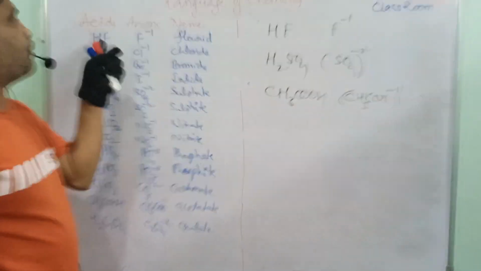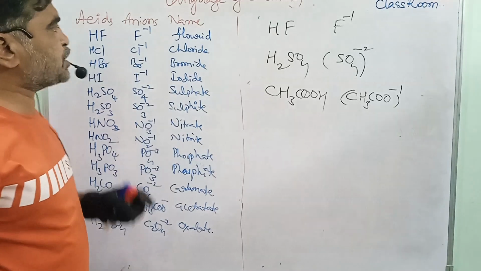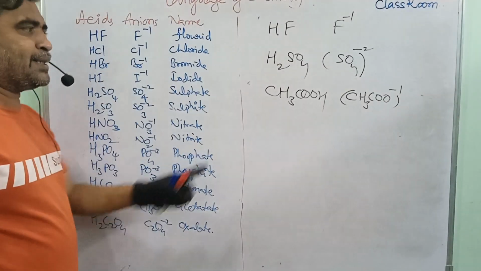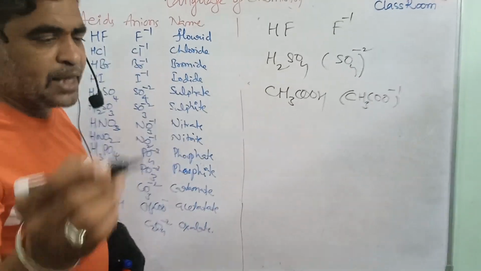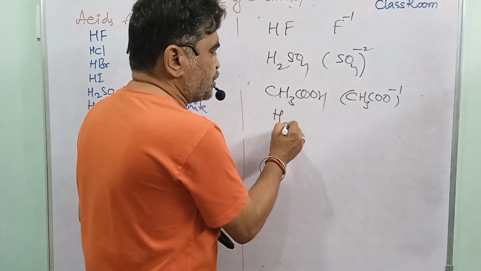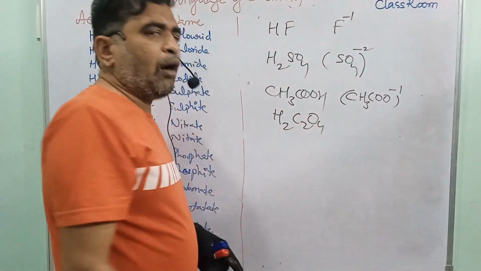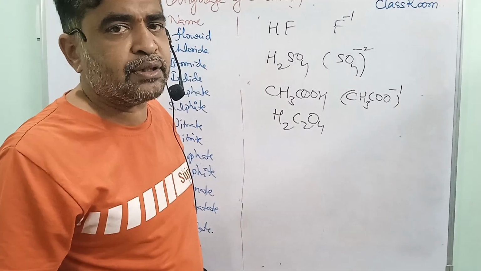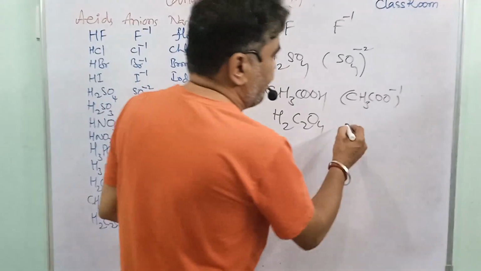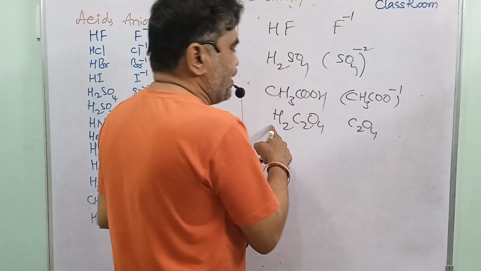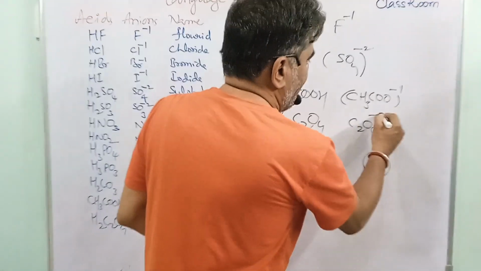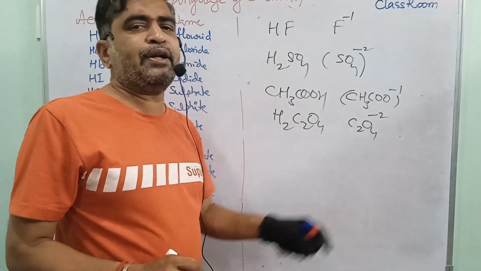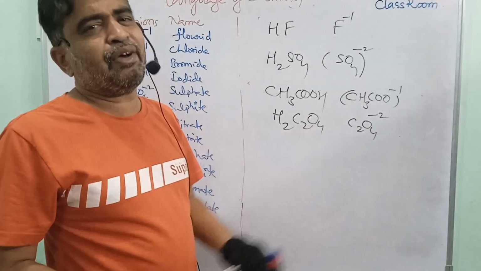So from the acids you are getting the anions. What is the anion from HF acid? It is F minus 1. From H2SO4, SO4 minus 2. From acetic acid, CH3COO minus. One more example I will take, H2C2O4. It is oxalic acid. From oxalic acid, after removing the hydrogens, the remaining part is the anion, C2O4. And how many hydrogens do you have? 2. So it is C2O4 minus 2. So the anions are formed.